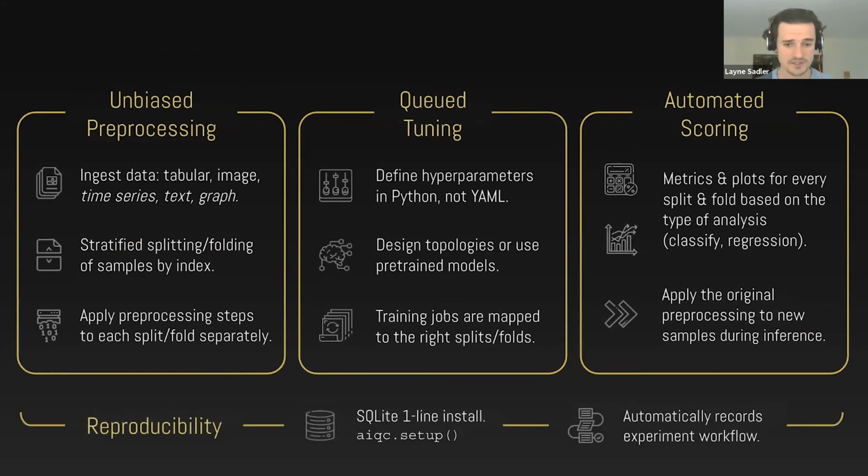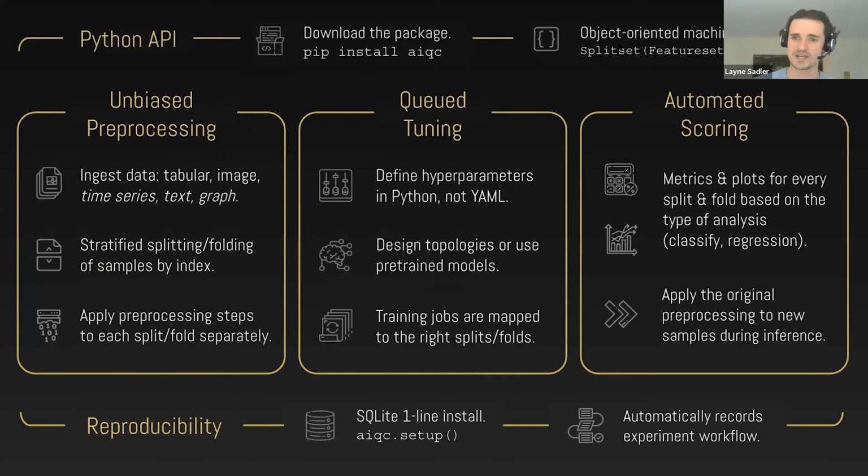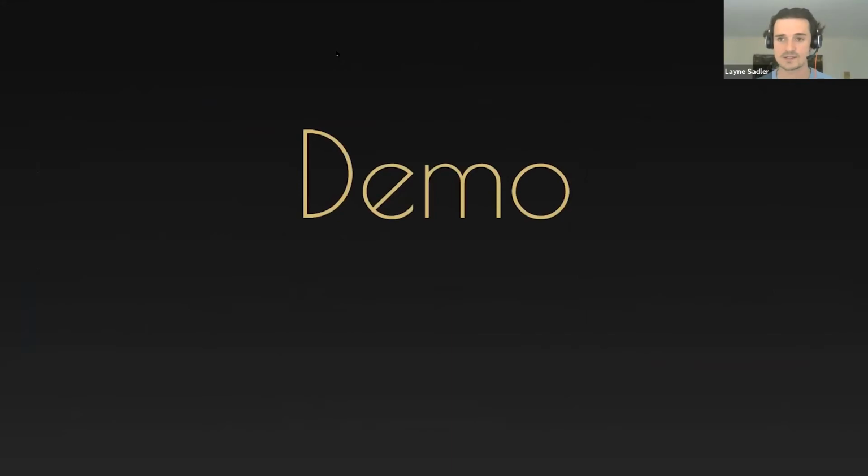Of course, all of this is reproducible. There is a SQLite database file that gets set up when you just import the package basically, and every single step that you see here is basically an object in a high-level API for machine learning. So you've got a data set, split set, feature set, fold set, algorithm, job, prediction, predictor, pretty much everything you would expect. And it's just a pip package that you can download and install.